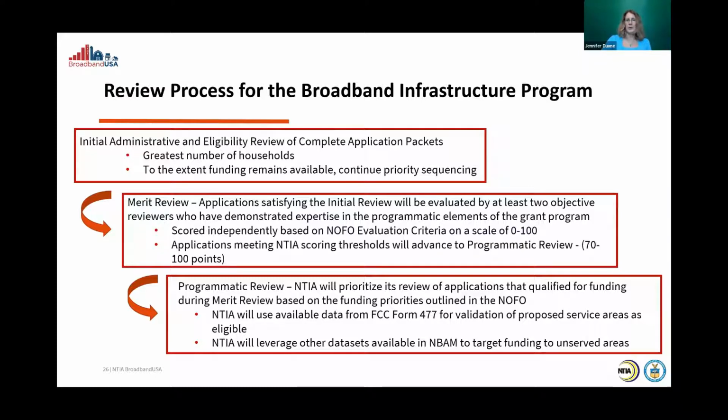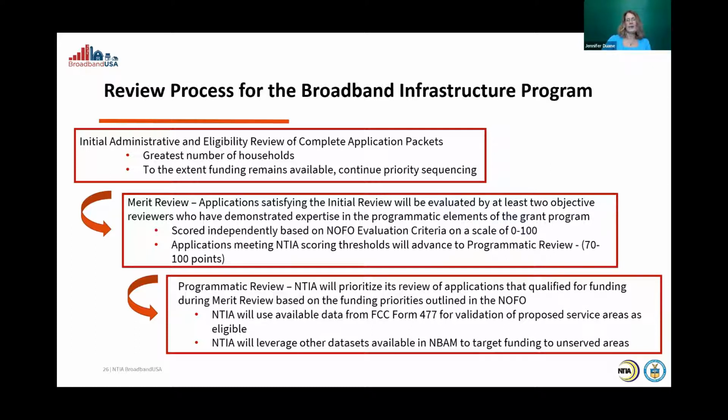The second stage is merit review, where the applicants are evaluated by at least 2 objective reviewers who have demonstrated expertise in the programmatic elements of the grant program. We're using a scoring scale of 0 to 100, and applications that receive at least 70 points and up to 100 points through merit review will advance to our programmatic review. This is where NTIA will focus on its review of the applications, looking at how the application project advances the funding priorities outlined in the NOFO. To do this, for instance, in verifying the eligible service area, as I mentioned earlier, we'll be using data from the FCC Form 477 for validation of proposed service areas as eligible.